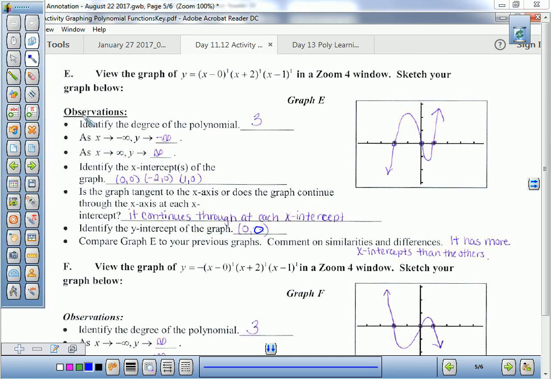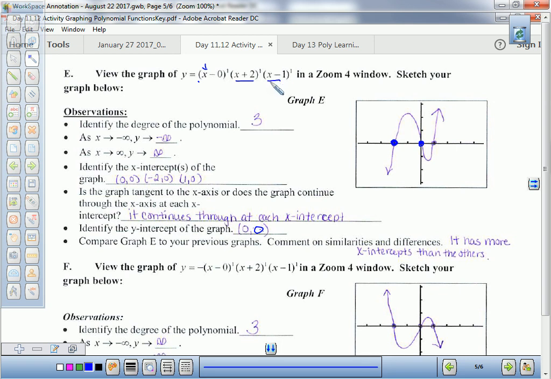All right, when we look at this, these always give us our x-intercepts. They're the values that make this factor equal 0. Well, x minus 0, what can I plug in here to keep this 0? 0. X plus 2, what can I plug in here to make this 0? Negative 2.